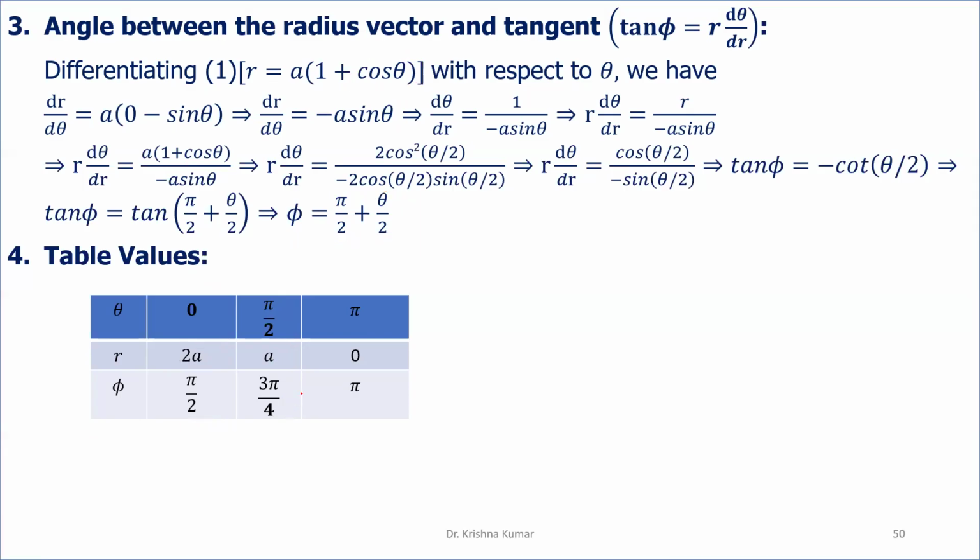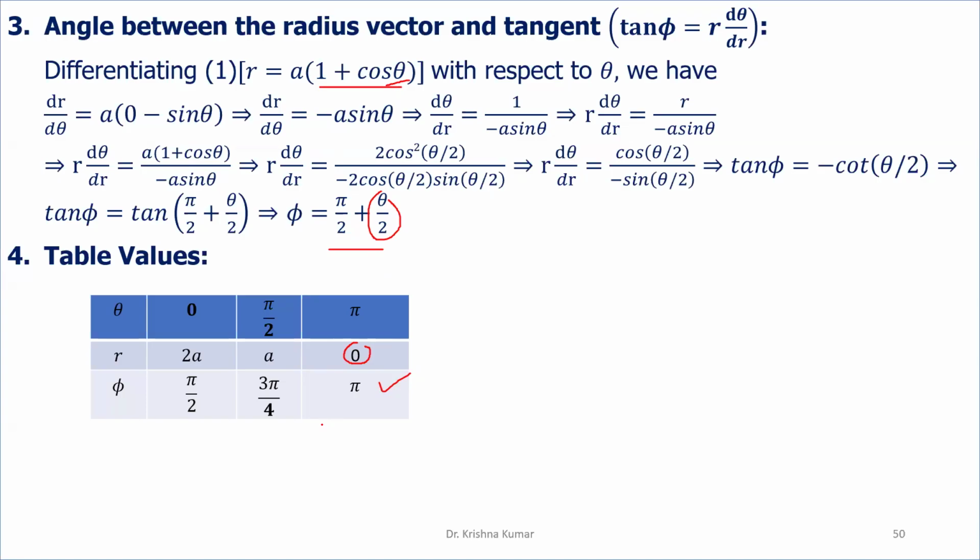And now if you put the value of theta equal to pi, then cos pi is minus 1. So minus 1 plus 1 is 0. So r equal to 0. And what about phi? Phi will be pi by 2 plus pi by 2, which gives us pi. So these are three values we have considered.